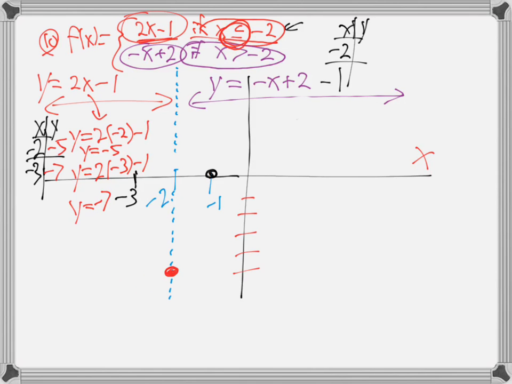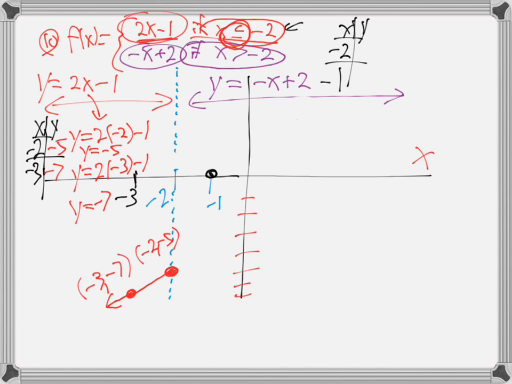I didn't know where that was. 6, 7. So that's about right here. Minus 3, minus 7, and this one was minus 2, minus 5. Connect the two dots, and don't go to the right of the line. I'll go left of the line. It goes left and down forever. Does that make sense how I graphed that left piece?